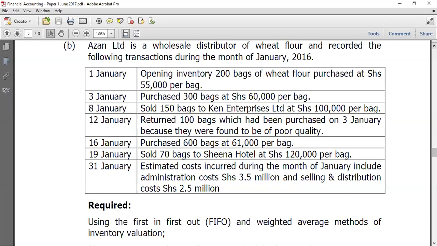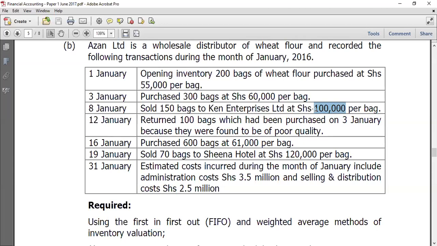They are telling us that on 1st January, opening inventory was 200 bags, and these were valued at 55,000 per bag. Now, on 3rd January, he purchased 300 bags, valued at 60,000 per bag. Now, on 8th January, he sold 150 bags to Ken Enterprises Limited at 100,000 per bag.